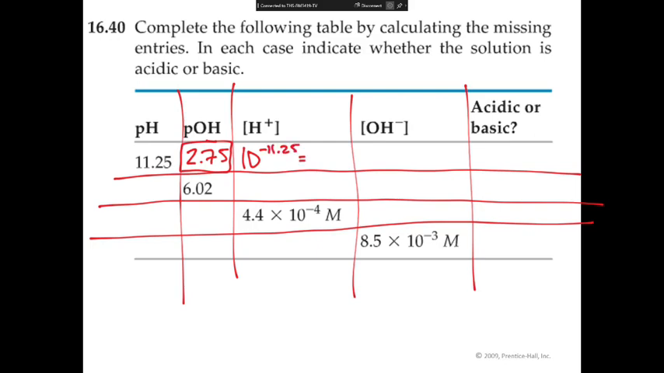Again, I want a specific answer from you here, so let's try that. Joseph, what's 10 to the negative 11.25? 5.6 times 10 to the negative 12. All right, thank you. 5.6 times 10 to the negative 12. And that's molar. I should put molar there.